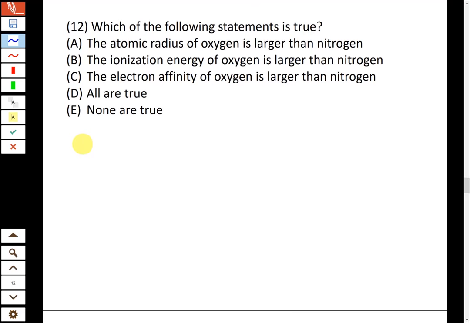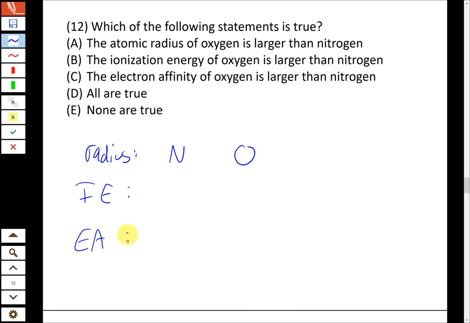So this one deals with all 3 of those first ones: atomic radius, ionization energy, and electron affinity. So we're comparing here oxygen and nitrogen and wanting to know, of those 3 properties, how do they compare to one another. So we're going to do radius for nitrogen and oxygen. We're going to do ionization energy for nitrogen and oxygen, and we're going to do electron affinity for nitrogen and oxygen.